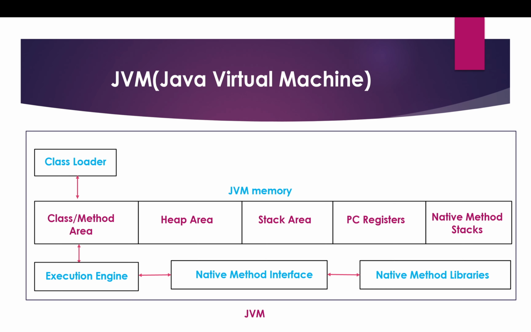We have the native method interface and native method libraries. Native method libraries means C/C++ libraries. There are some C/C++ libraries which are used in Java programs, and those are stored here in the native method libraries. If the execution engine needs those native libraries, then we have the native method interface, which provides the native method library support to the execution engine while interpreting the Java code. So this is how the JVM loads your class file, interprets it, and stores the information in the various memory sections of the JVM memory.